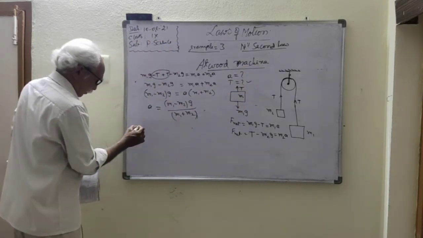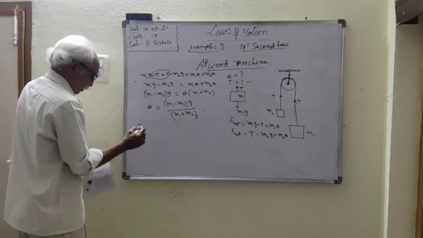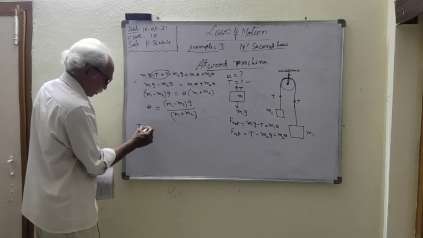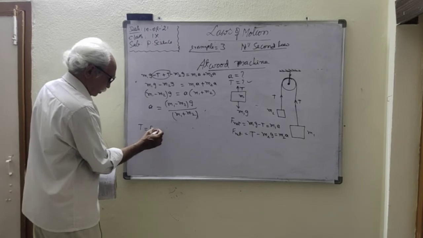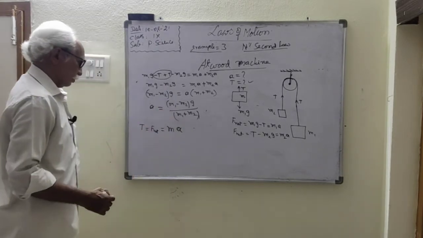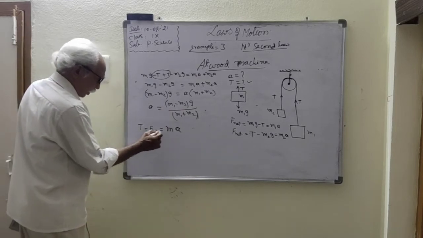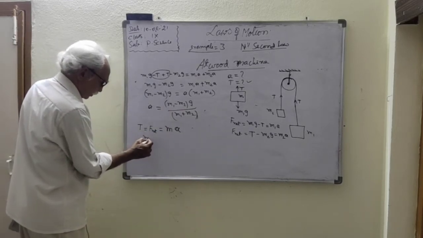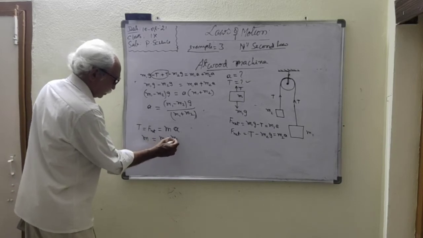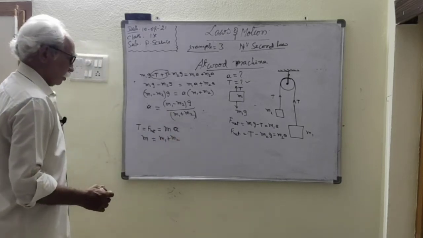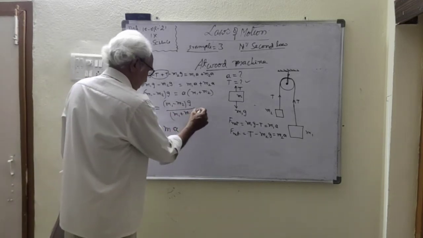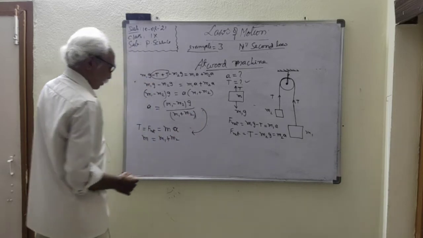Tension is nothing but a net force. So tension is equal to net force, which is equal to mass into acceleration. Now you can find out the total mass. Mass is equal to m1 plus m2. Now acceleration a, substitute this value in this equation.